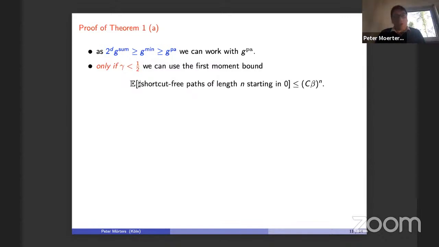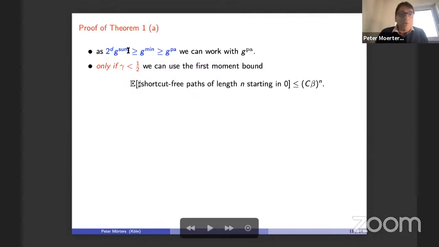So you would hope that you can just count these number of paths, and if this count gives you a constant times beta to the power n, then you can choose your beta less than 1 over c and use Borel-Cantelli, and then you've shown that there are no infinite paths and therefore no infinite connected components. This strategy works only if gamma is less than a half.